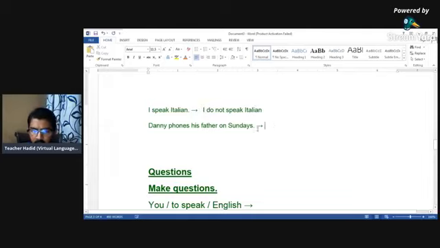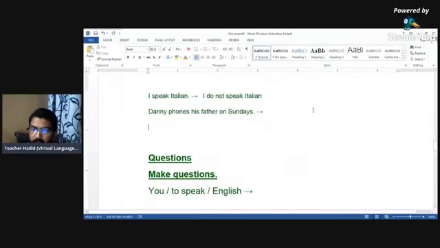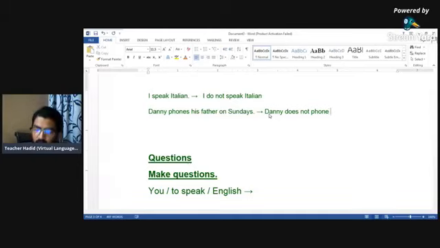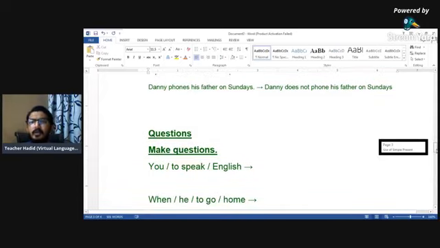Anyway, Danny phones his father on Saturday, because I'm talking about Danny. I'm not talking with Danny, I'm talking about Danny. So Danny is a third person and singular. I can say Danny or I can say he. So I have to use does here, because there is an s in phones. So the negative of this sentence would be Danny does not, and then there is no need to say phones again. So the right sentence should be Danny does not phone his father on Sundays, like upcoming Sundays that usually come every week, every Sunday.